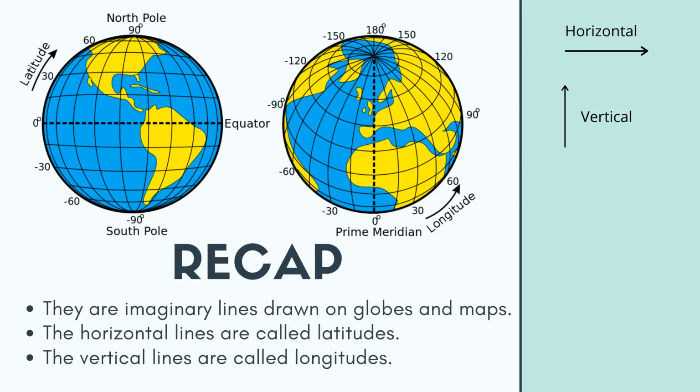Before we start, a short recap on what we learnt in our last lesson. We know that latitudes and longitudes are imaginary lines seen on globes and maps. The horizontal lines are called latitudes, while the vertical lines are called longitudes. These can be seen on the diagram provided on the slide.